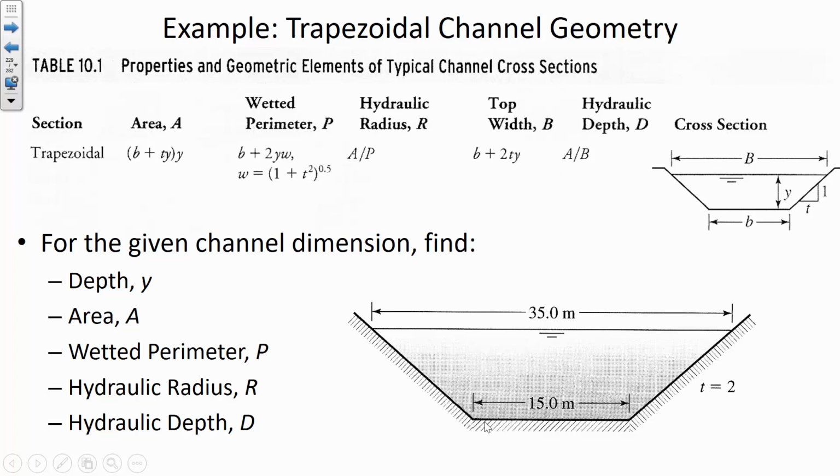trapezoidal channel where the bottom width is 15 meters, the top width is 35 meters, and then the side slope is defined in terms of how many units of horizontal length there are for every unit of vertical distance. With t equals 2, that means for every y, every meter of depth, the length of this segment on the side would be 2 meters.